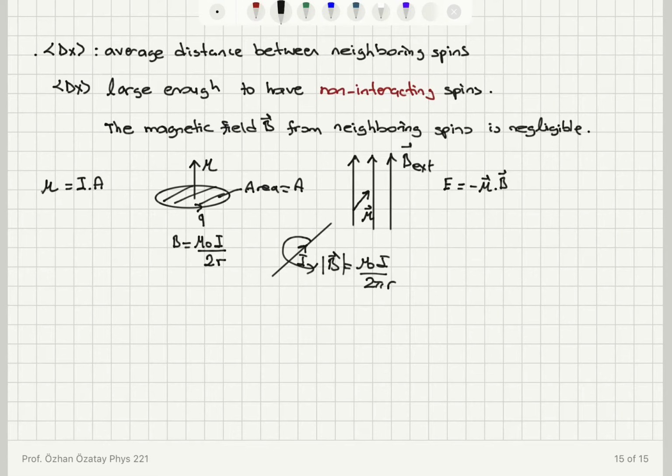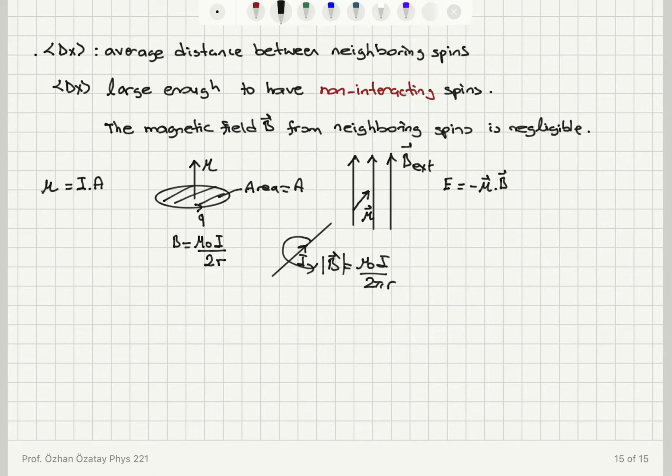Okay, so a magnetic moment creates a magnetic field. A magnetic field interacts with a magnetic moment, and it will change the direction of the magnetic moment, etc. So basically what we're trying to say here is that this magnetic field from neighboring moments is negligible, and we can assume that these spins are non-interacting. Just as in the case of having n molecules of the ideal gas, we have assumed that there are no forces between molecules. They were non-interacting.